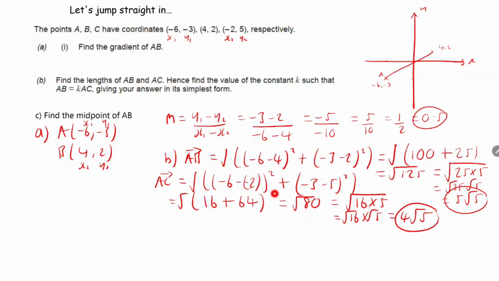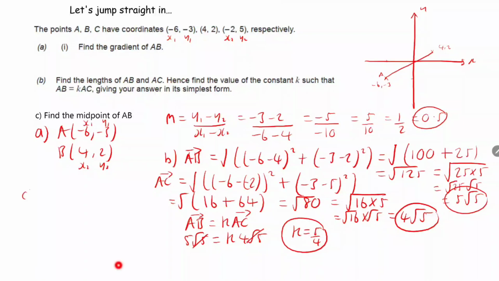Now the question is asking for us to find the K value, and it says that the distance from A to B is equal to some constant times the distance from A to C. Well, the distance from A to B we've established is 5 root 5. The distance of A to C was 4 root 5. We can divide both sides by root 5, and then bring the 4 underneath the 5. So K is equal to 5 over 4.